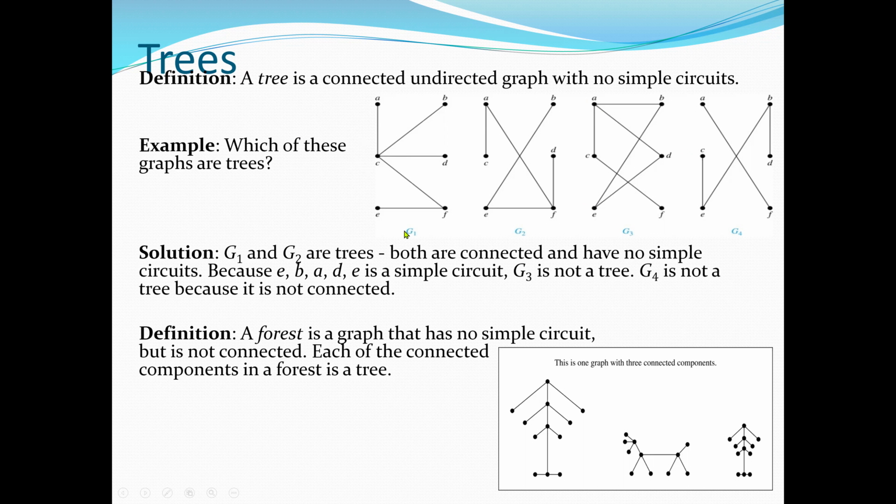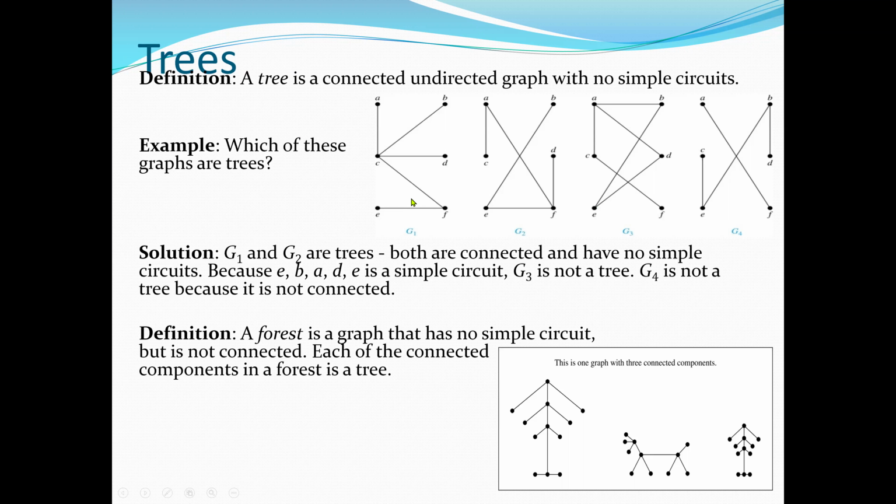In G1, there is no connection among the vertices that closes a loop to form a circuit, so it's a tree. G2 also, all the vertices are connected and we don't have any simple circuit, so it's a tree. But in G3 we have a simple circuit, which means that when I start from, for example, E, I end at E. There are edges that start from E and end at E. So that's a simple circuit.